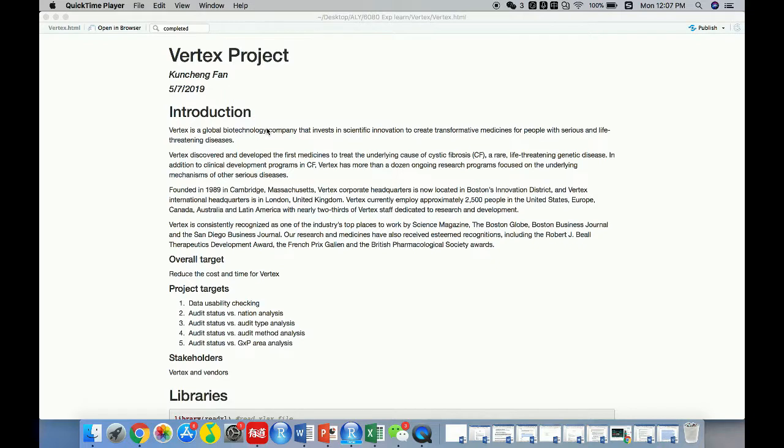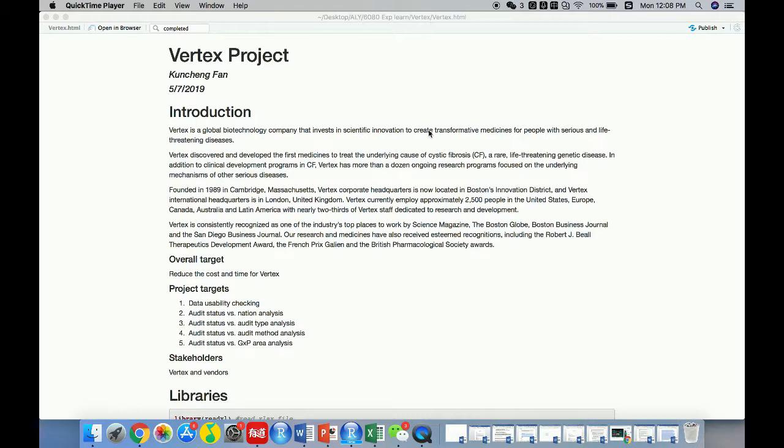Vertex is a biotechnology company located in Cambridge, MA. It's a great company focusing on scientific innovation to create transformative medicines for people with serious and life-threatening disease. Now, Vertex provides us its audit dataset for the course 680 in Northeastern University to let us find out whether there is anything we can do to help them reduce costs or increase benefits.